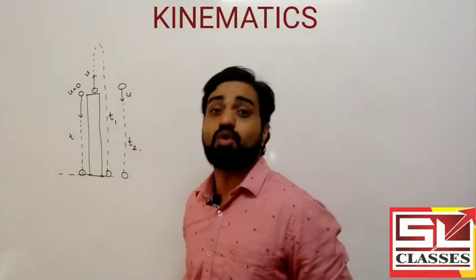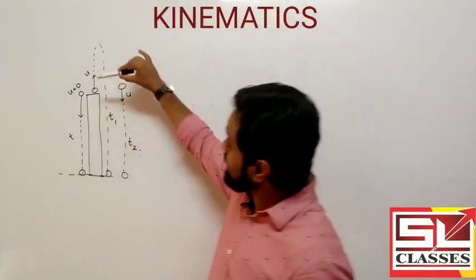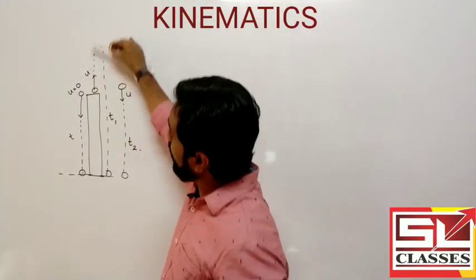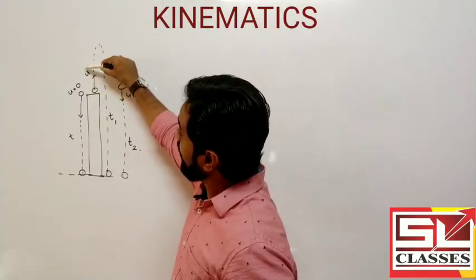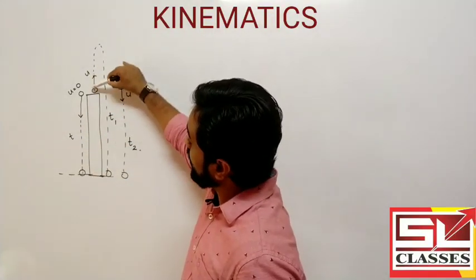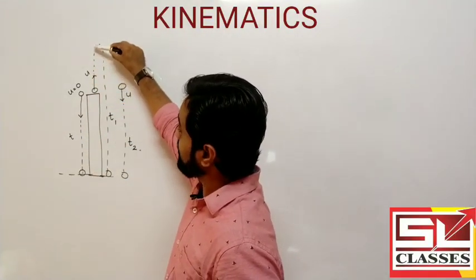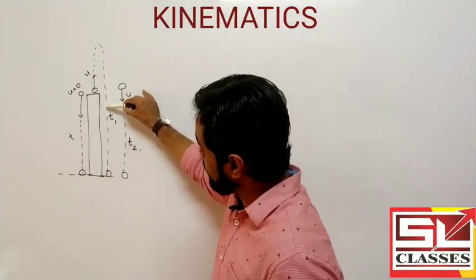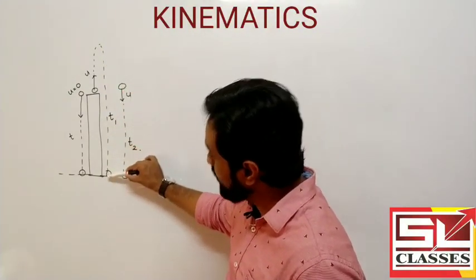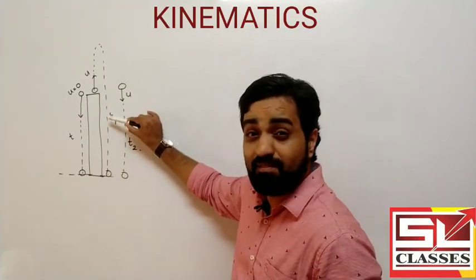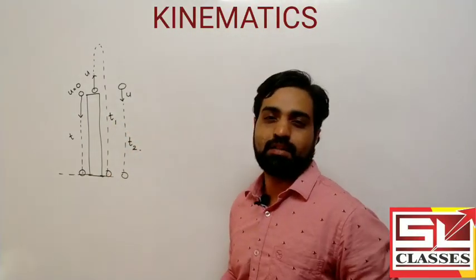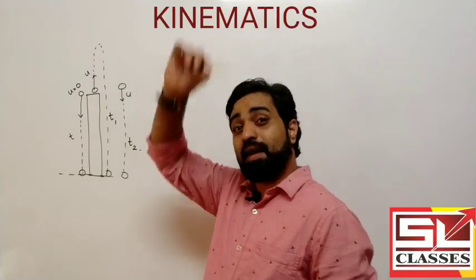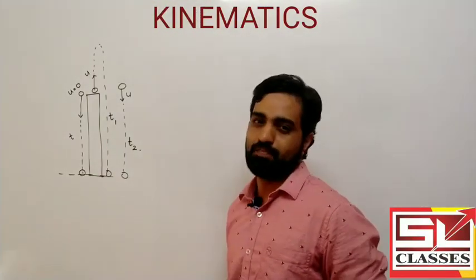Then 2 more stones are projected. One is thrown upwards from this height with the velocity u. So the body moves upwards for the first time interval. Then after some time, due to gravity, that body will move back to the ground and reaches the ground in t1 seconds. That body is thrown upward and reaches a maximum height, then returns back to ground.